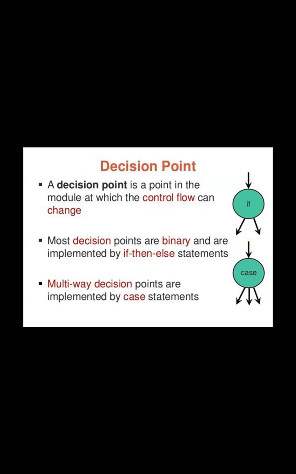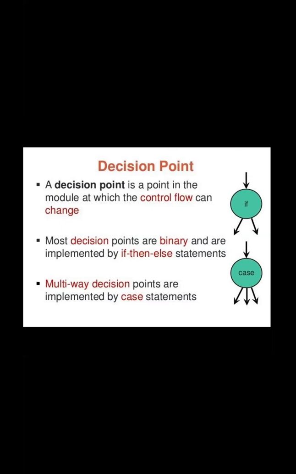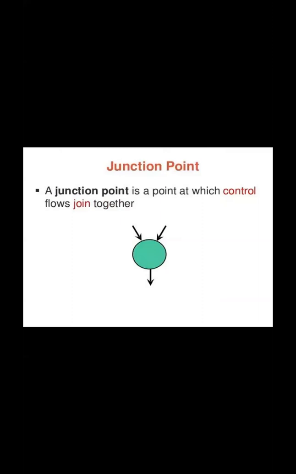Say it accepts some value: if A is greater than B, then print A, or print B. Or it can accept one input and produce three or four outputs. This kind of control flow is used for the switch case statement. In a switch case, we give one input, and depending upon the value of the input, it branches to any of the switch cases. In the control flow graph, we can also have a junction point, which is where two inputs are given to the node and it produces one output.